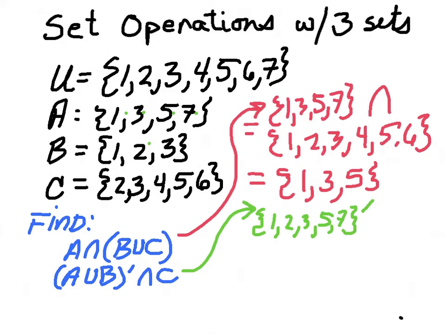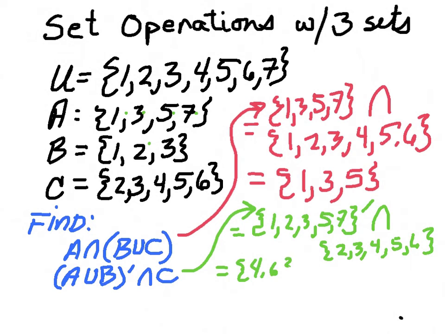And then I want the complement of that set. Then I'm going to intersect that with set C. So C is going to be 2, 3, 4, 5, and 6. And now that's my first step. So now step 2 is going to be finding the complement of the A union B. And the complement of 1, 2, 3, 5, 7 is going to be 4, 6.